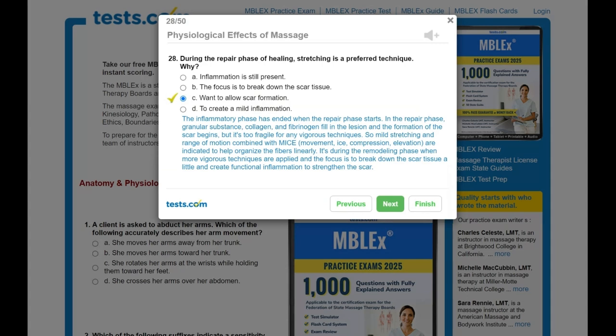The inflammatory phase has ended when the repair phase starts. In the repair phase, granular substance, collagen, and fibrinogen fill in the lesion and the formation of the scar begins, but it's too fragile for any vigorous techniques. So mild stretching and range of motion combined with MICE, movement, ice, compression, elevation, are indicated to help organize the fibers linearly. It's during the remodeling phase when more vigorous techniques are applied and the focus is to break down the scar tissue a little and create functional inflammation to strengthen the scar.